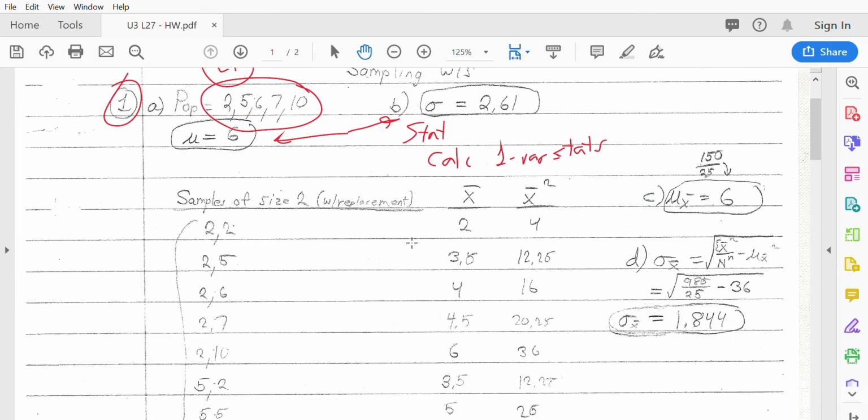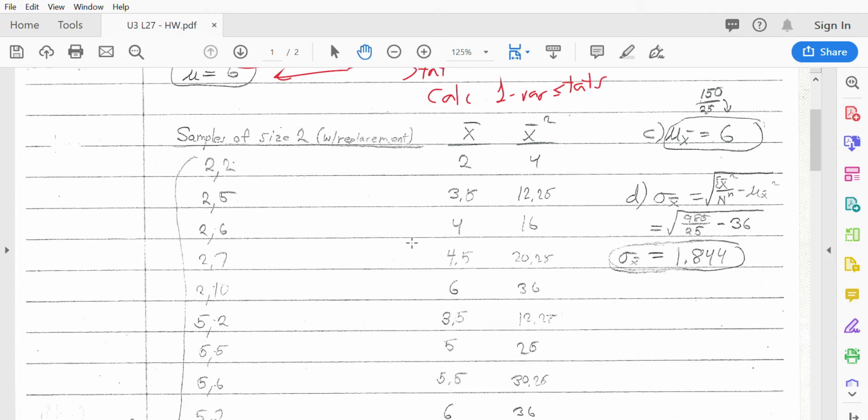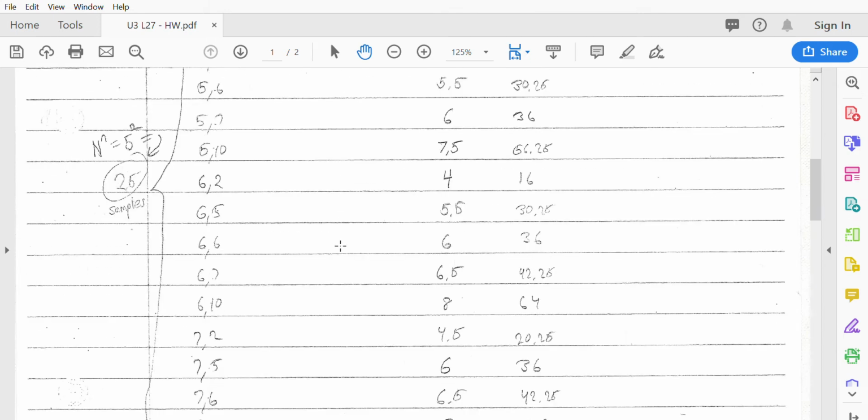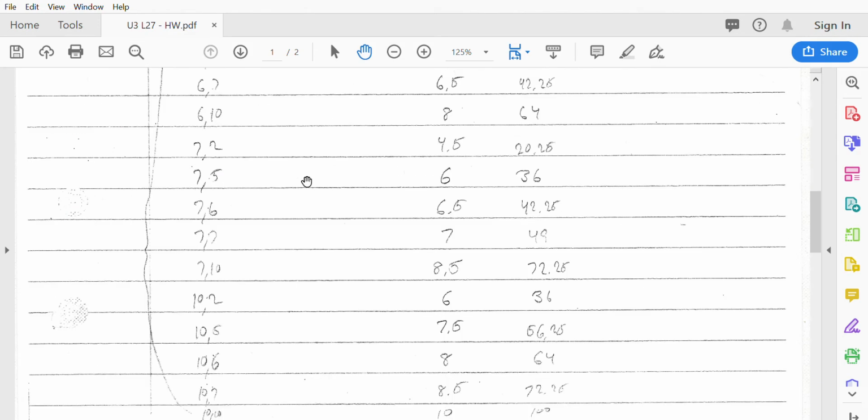Now let's go to part C, where we actually take a sampling distribution from the population. Samples of size 2. Now today's homework only accounted for samples of size 2. I could take samples of any size, size 2, size 3. That would make me a pretty mean person, because remember, how many samples are there with replacement? There are N to the power of n samples. So in this case, there were 5 squared samples, 5 raised to the power of 2, or 25 total samples.